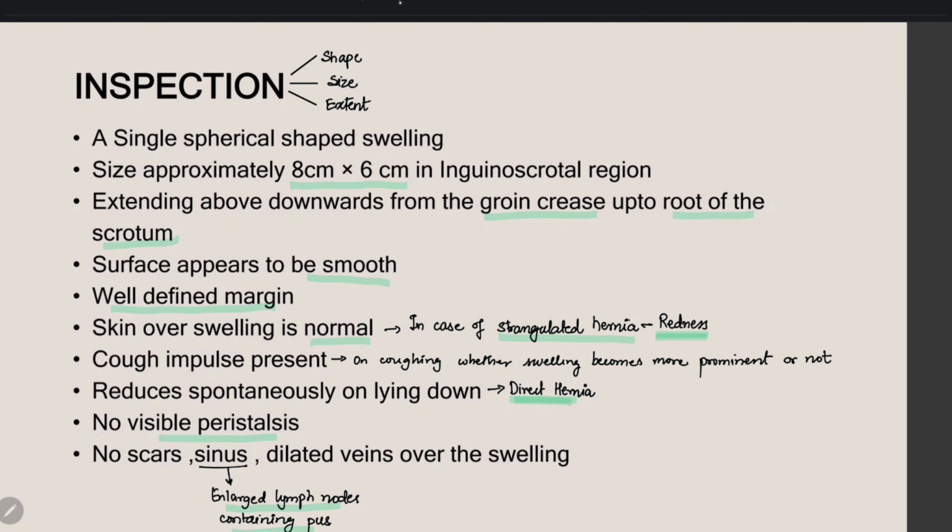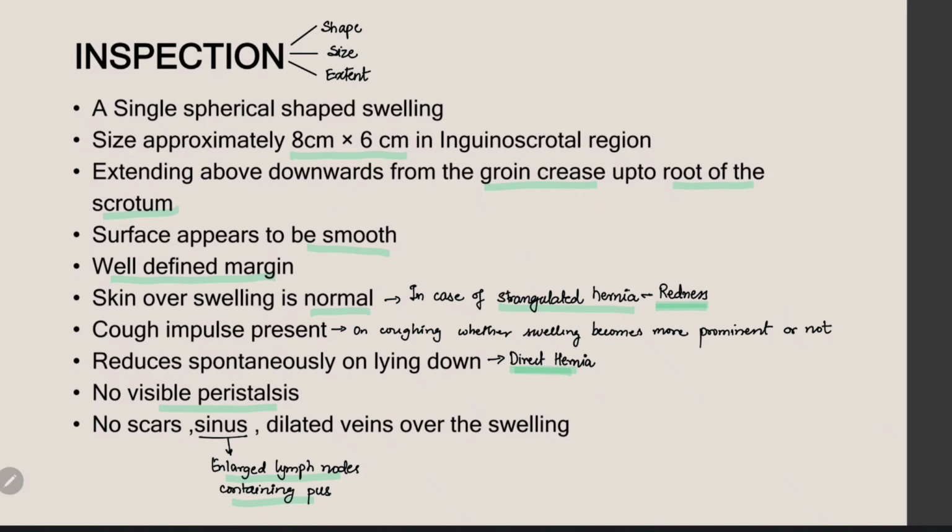Surface appears to be smooth. Well-defined margins are present. Skin over swelling is normal. In case of strangulated hernia, the skin over the swelling appears to be red. Cough impulse present on coughing. Whether the swelling becomes more prominent or not, we have to check.